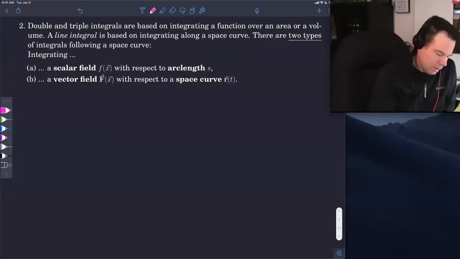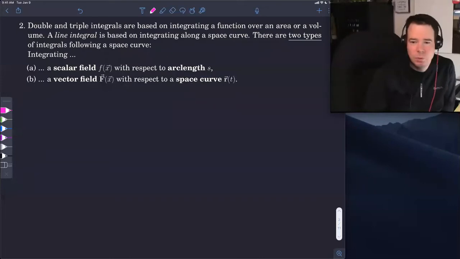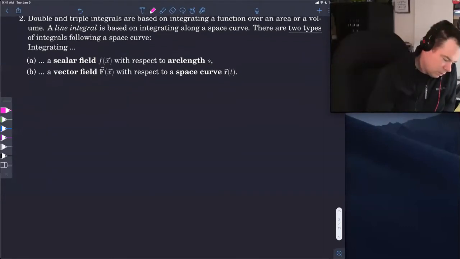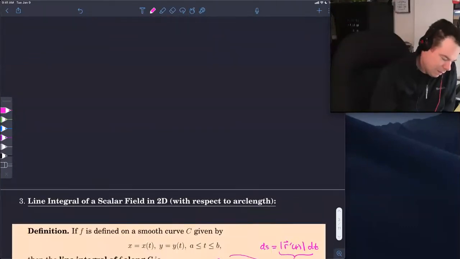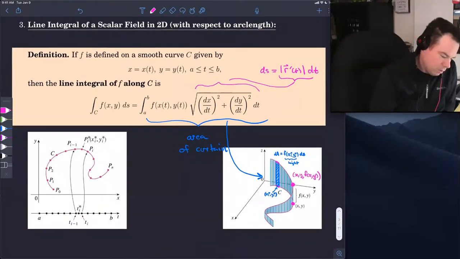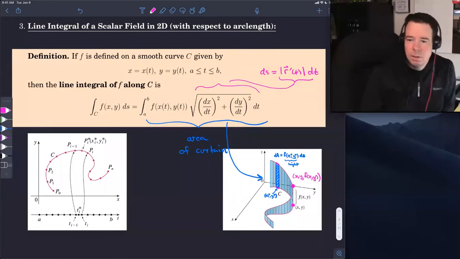Then we saw there was two types. So I introduced two types. We can integrate a scalar field with respect to arc length, or a vector field with respect to a space curve. The part B, the vector field with respect to a space curve, was the motivating example above. And so then we started to look at these two types individually.